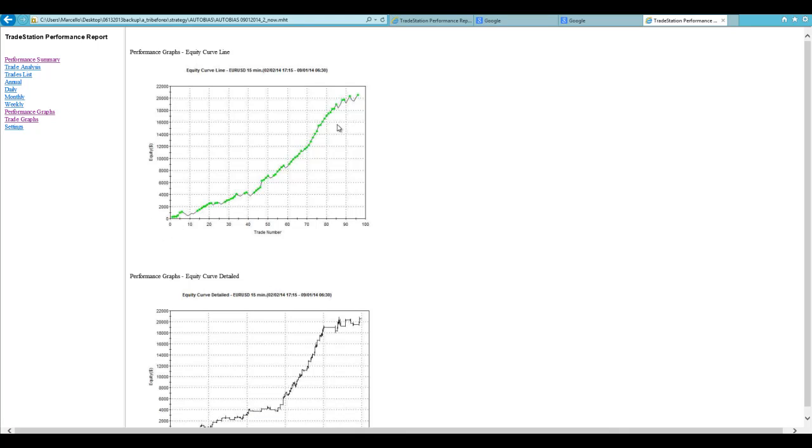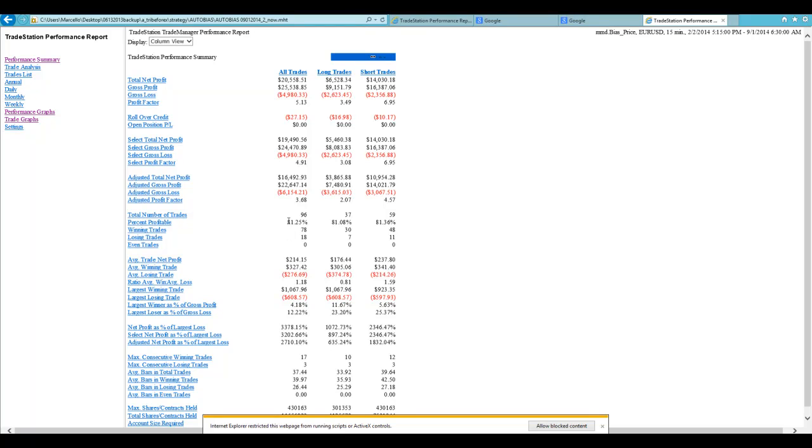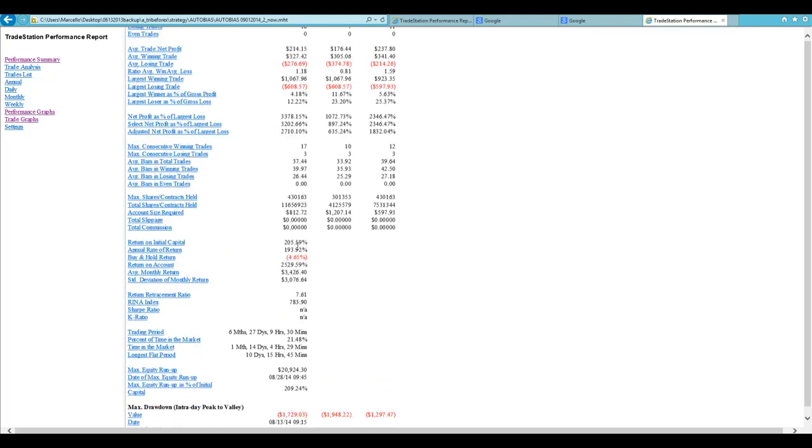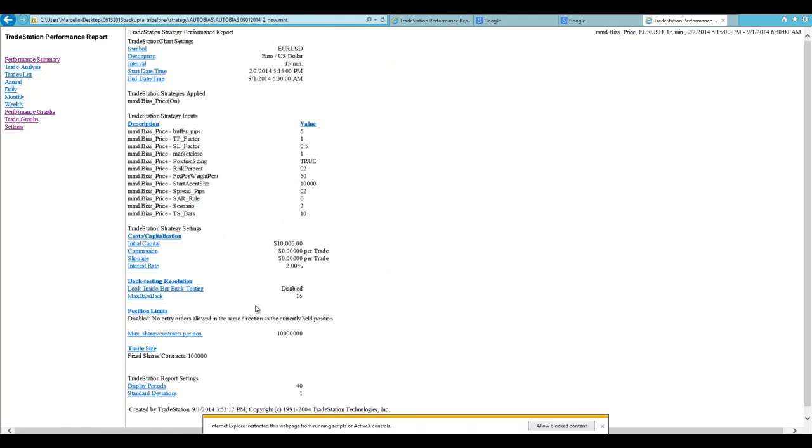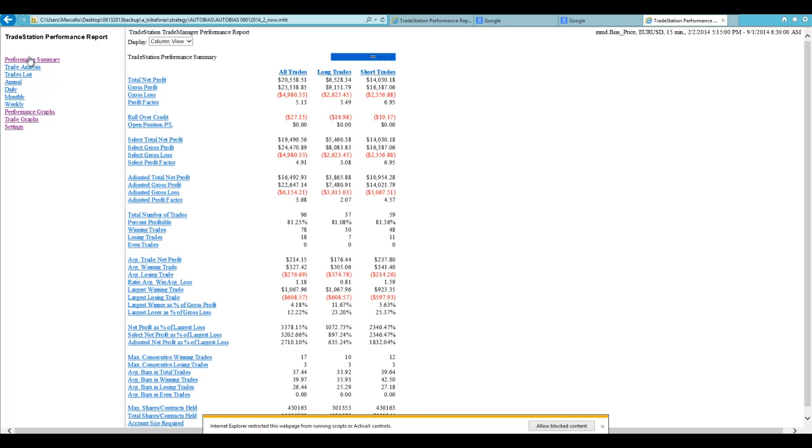As you can see here, the equity curve looks beautiful. I've had a little chop here in the last few sessions. Looking at the performance summary, you can see that the profit factor is through the roof, 5.13. The percent profitable is 81.25, so an 81% win ratio. And this is using a 0.1 stop loss factor and a 1 TP factor. You can use that in your own trading as well. I personally like to use a 1-to-1 ratio.